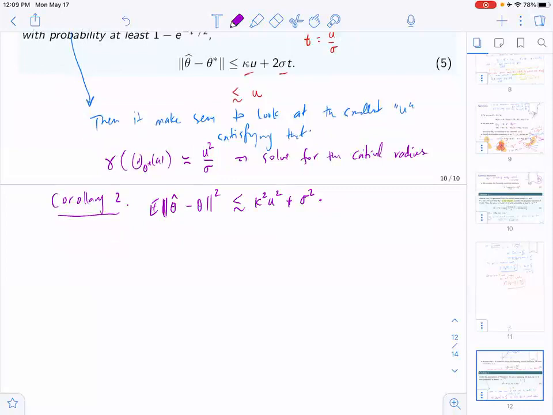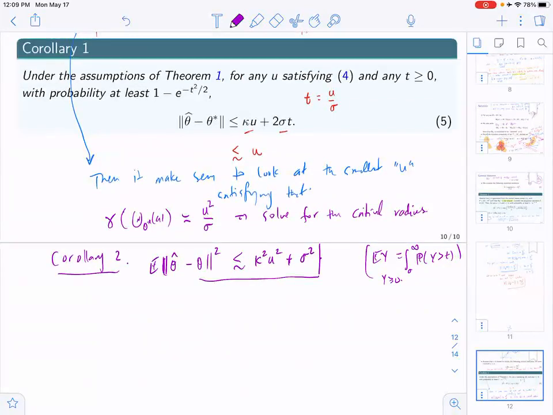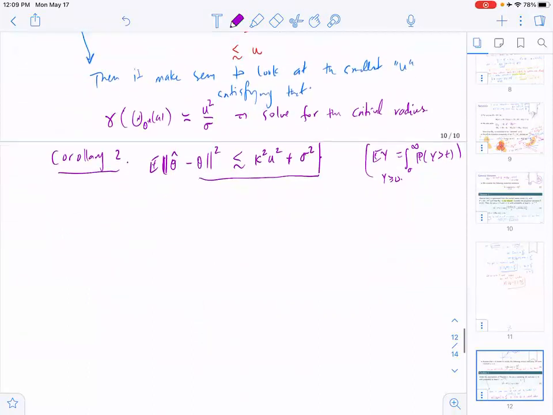And the hint is to use the fact that the expectation of y for a positive variable is the integral of the probability of y bigger than t, with y bigger than or equal to 0. So if you integrate this, you'd have this bound. This is easier to work with instead of working with the high probability bound. So both hold. So let's try an example to see how this works.